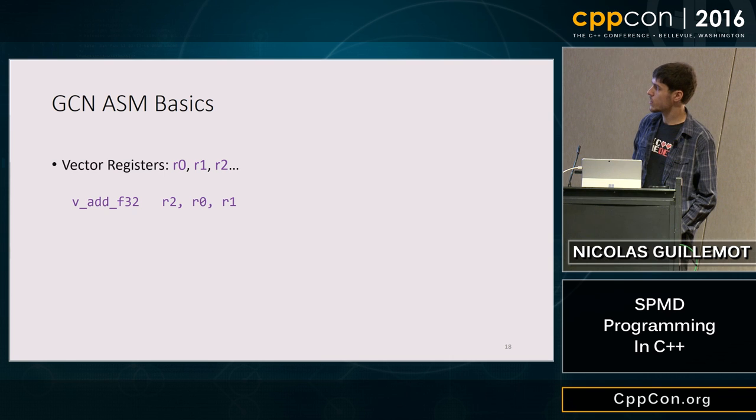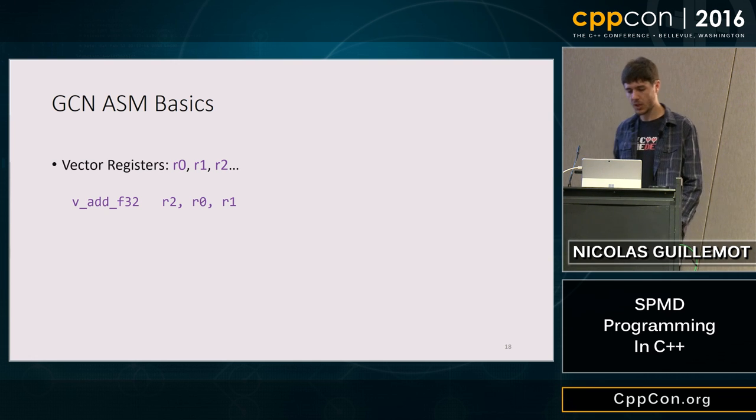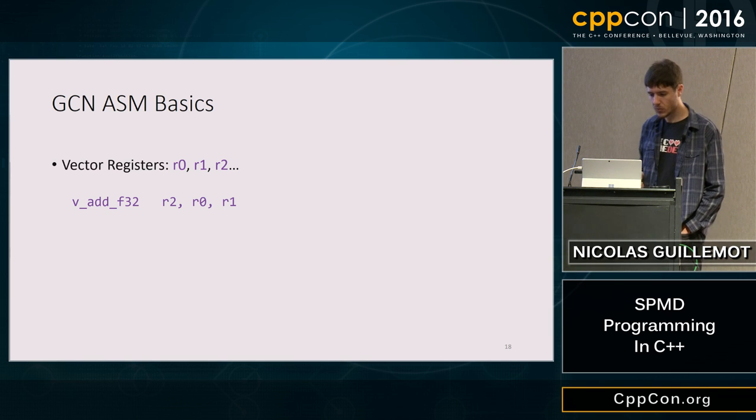So, for example, this instruction here, v_add_f32, just does 64 additions in parallel. So it'll take R0 and R1, do these 64 parallel additions, and write the result to R2. And you can probably guess that the V underscore at the start means it's a vector operation, and F32 means it's a 32-bit float operation. Should not be too surprising.